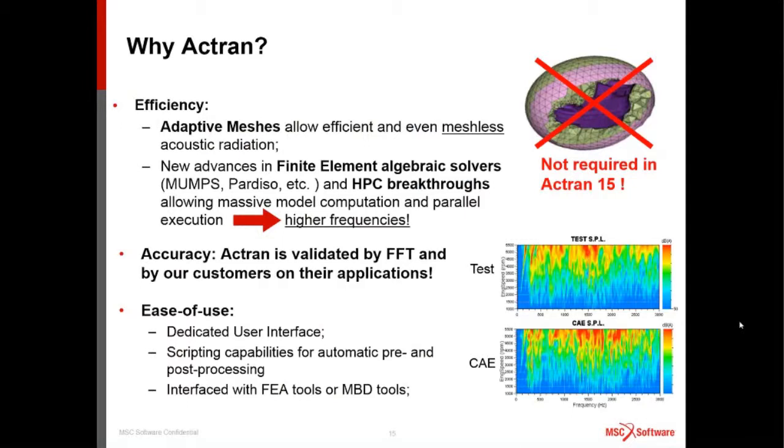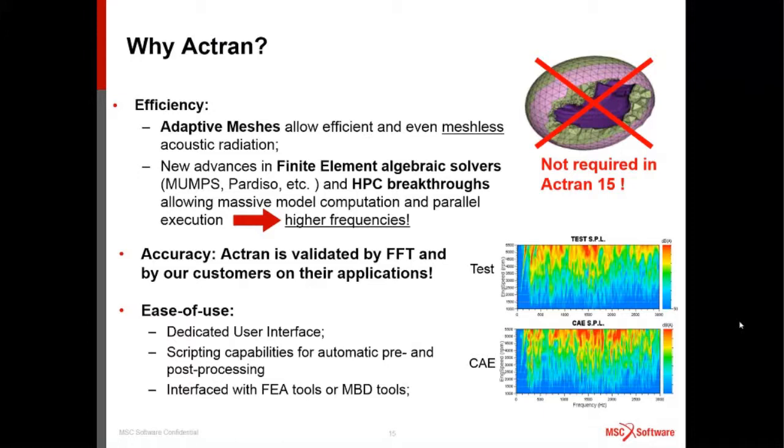Actran, first of all, is efficient, then it's accurate and easy to use. It is efficient because it has dedicated features that allow massive simulations. So, for example, it has the adaptive meshing technique that will be the focus of the next acoustic webinar. Then it has finite element algebraic solver advances or HPC breakthroughs. By means of them, we can really solve massive models and go through parallel execution. And this means that we can really go to higher frequencies compared to one decade ago with classic FEM tools.